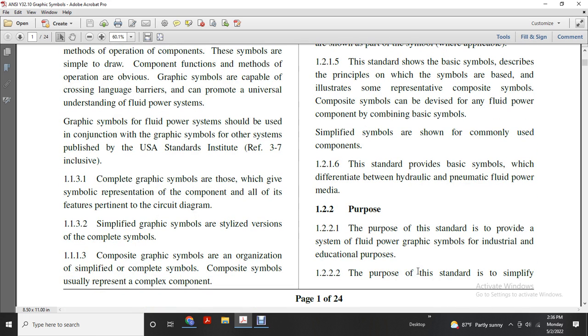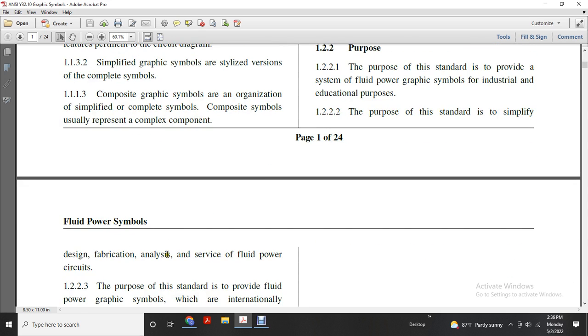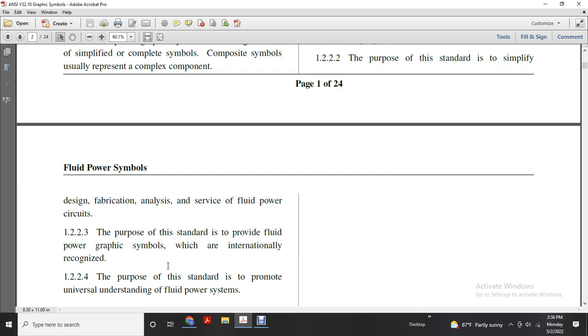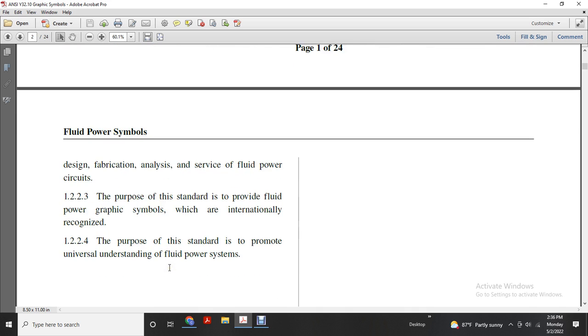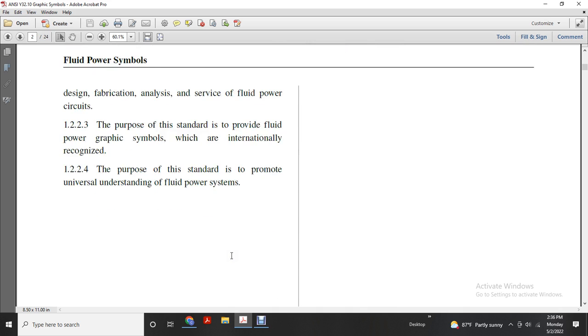1.2.2 Purpose. The purpose of the standard is to provide a simple system of fluid power graphic symbols for industrial and educational purposes. The purpose of the standard is to simplify design, fabrication, and analysis of fluid power circuits. The purpose of the standard is to provide fluid power graphic symbols which are internationally recognized. The purpose of the standard is to promote universal understanding of fluid power systems.